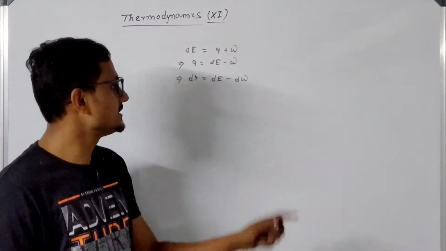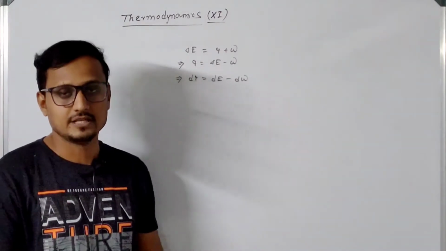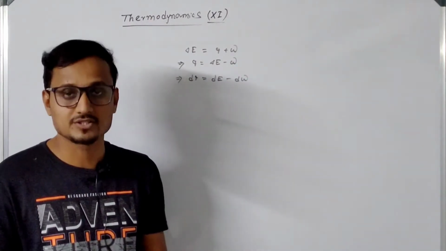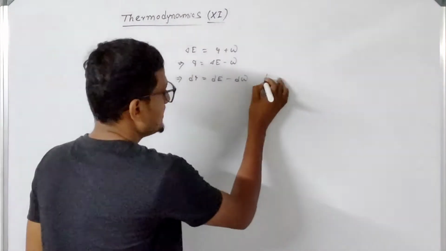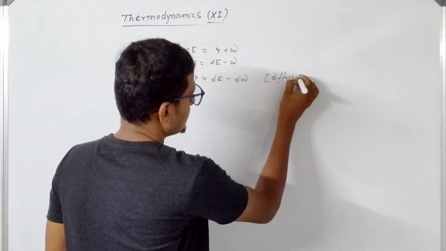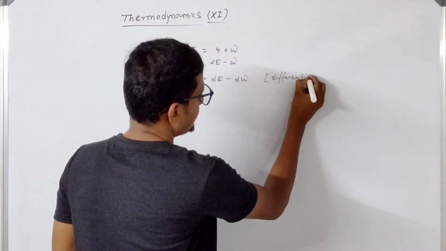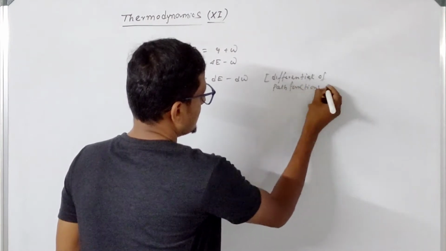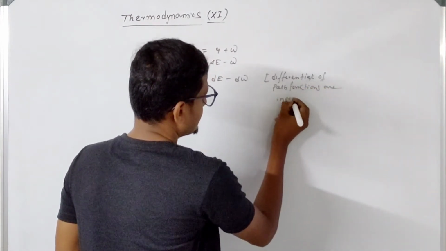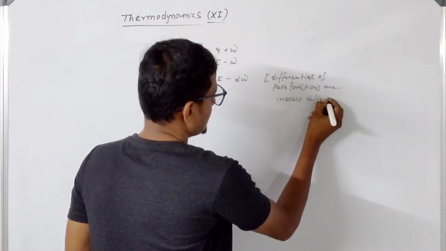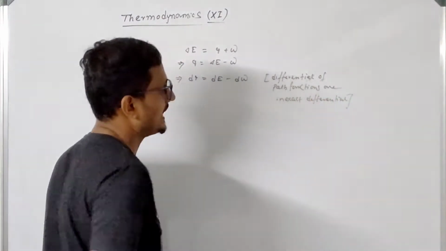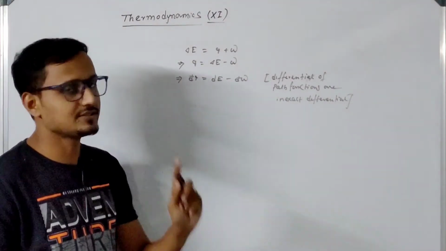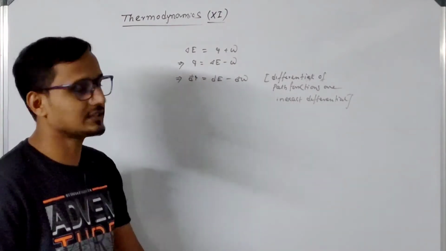Now we know that W and Q are the path functions. So the differential of the path function is an inexact differential. That can be shown by giving a cut like this here, dq equal dE minus dW, which shows that W and Q are the path functions.